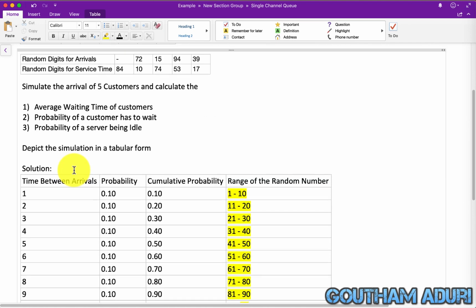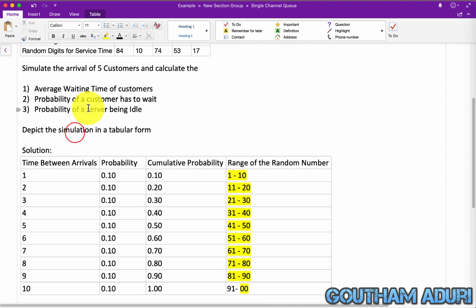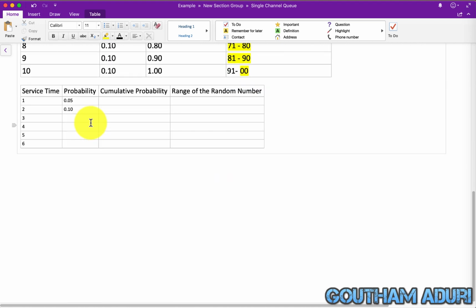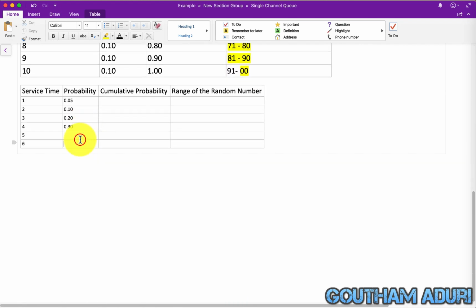0.05. The next one is 0.10 and 0.10, and the next one is 0.20 and 0.30, 0.20, 0.30, and 0.25 and 0.10, 0.25 and 0.10. And the cumulative probability is nothing but adding the previous value. So 0.05 plus 0.10, it becomes 0.15.